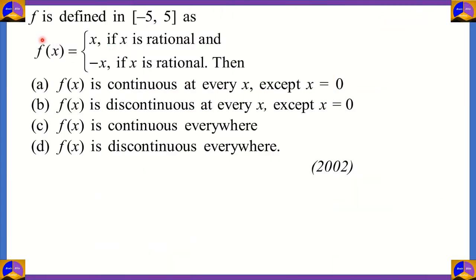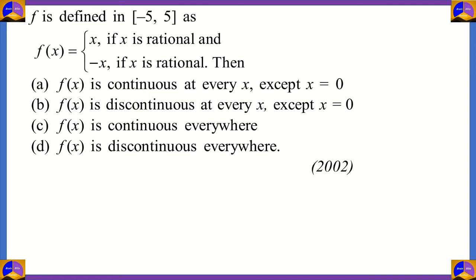So f is a function defined in the closed interval -5 to 5 as f of x equals x if x is rational and minus x if x is irrational. Then which of these statements is correct? F is continuous at every x except x equals 0. Fx is discontinuous at every x except x equals 0. Fx is continuous everywhere. Fx is discontinuous everywhere.